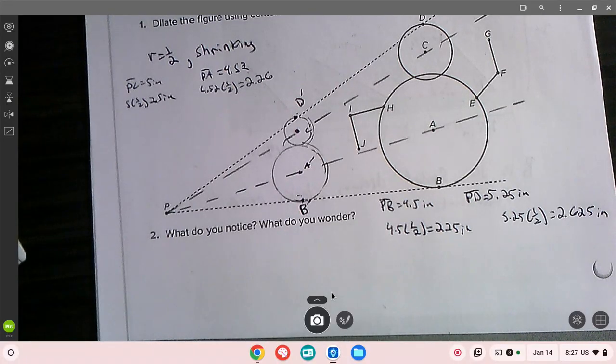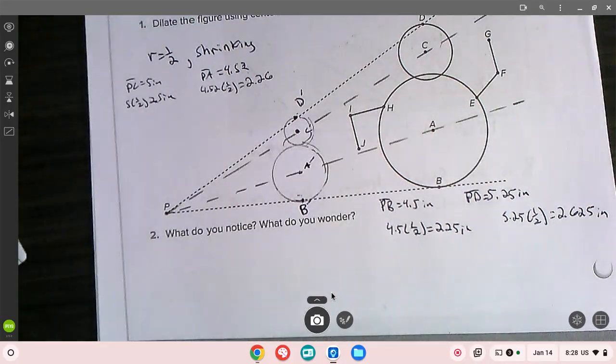Okay, so I'm going to give you guys about 2 minutes. Tell me what you notice about these 2 figures and figure out at least one thing you wonder about them. Can you wonder something about their area, about their circumference? Can you wonder if everything went down 1/2? Did the radius go down by 1/2? That's a good question to ask. I'm wondering if that is true or not true. Maybe it is, maybe it isn't. Who knows?